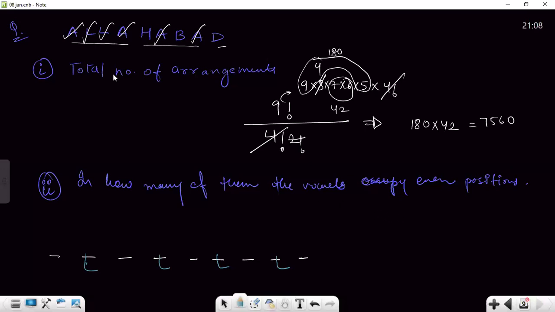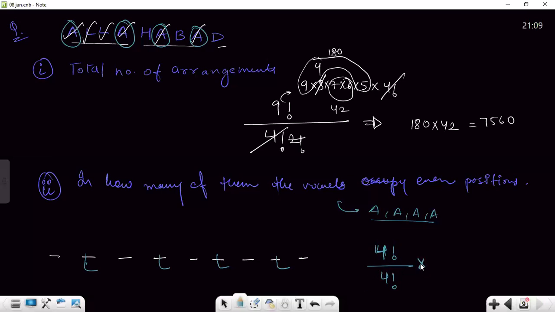How many vowels do we have? A, A, A, A. So there are 4 vowels, all A in the word, and 4 positions. 4 letters to be arranged on 4 positions, so that will be 4 factorial. But there is also repetition, these are all the same, so divided by 4 factorial. So this is the number of ways to arrange the vowels.